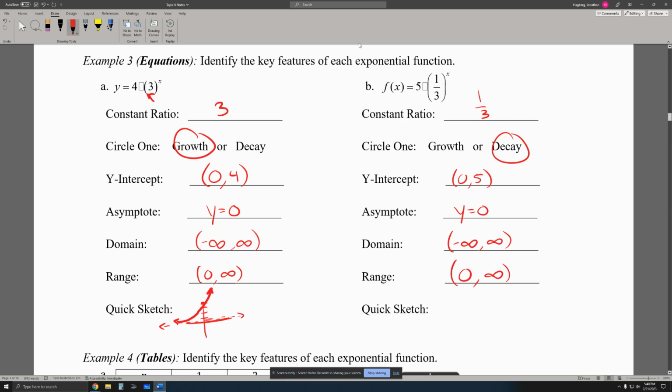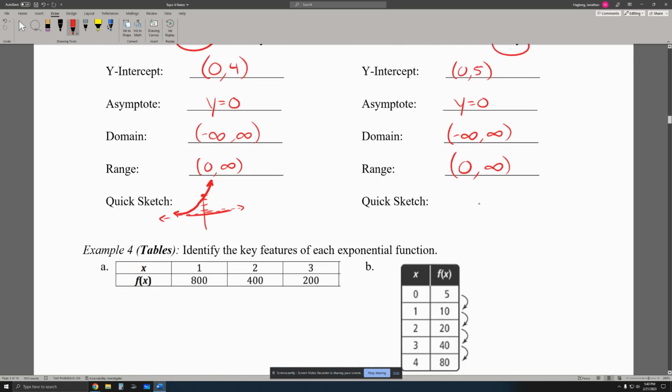So, a quick sketch. We know that this is exponential decay with a y-intercept of 5. So if I were to graph this, 1, 2, 3, 4, 5, here's our y-intercept. And then it's going to be exponential decay, approaching the x-axis here. I'll go ahead and draw on that asymptote too.